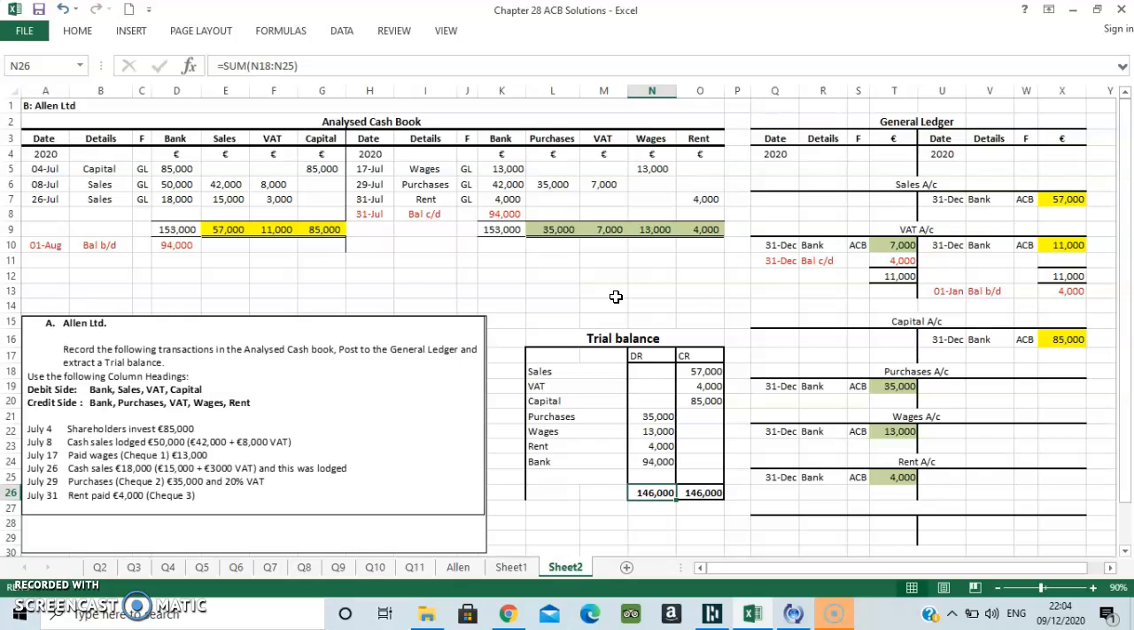Just to recap very quickly on that, with the question, we entered everything into the analyzed cash book and we achieved our bank balance. Then we took the debits from here and sent them to the credit of the ledger, color coded. And we took the credits from here and sent them to the debit of the ledger, color coded. One of them we had to balance off, VAT, and we did that. And then finally, we just summarized our work with the trial balance to get a balanced trial balance at the end of the question. Hope this helps.